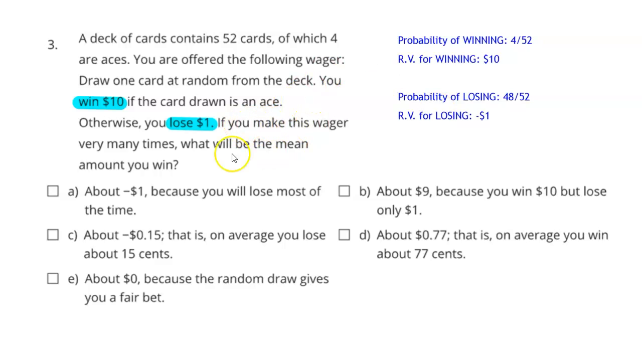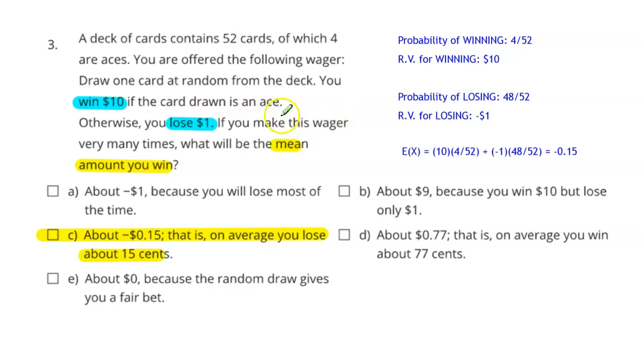So if you make this wager very many times, what will be the mean amount that you win? Remember, the mean amount that you win is otherwise known as the expected value. All I'm going to do is probability times payout plus probability times payout until I get all the probabilities and all the payouts, which is, in this case, there's only 2 of them. And performing this calculation, I get negative 0.15. So about negative 0.15, that's the correct answer, which means on average you lose about 15 cents every time you play.